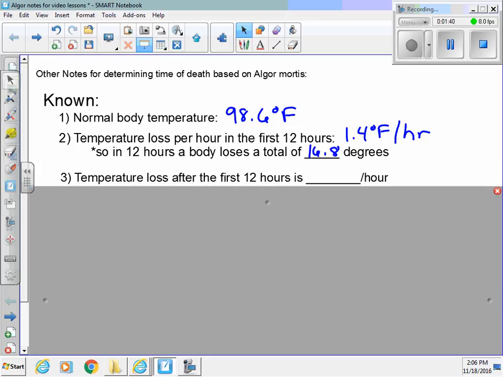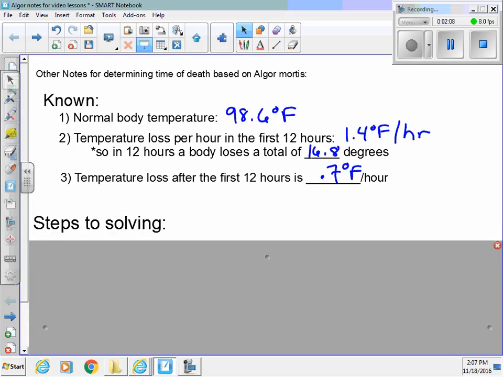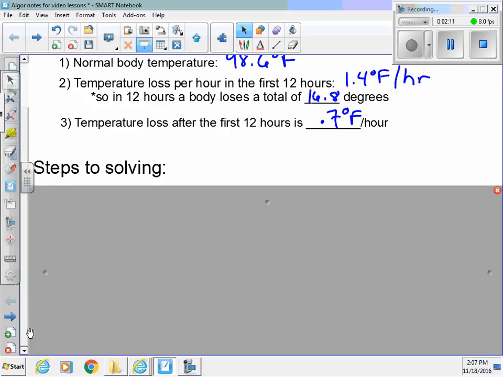The third known is that temperature loss after that first 12-hour period is going to be 0.7 degrees Fahrenheit per hour. And that'll come into play when we do some more complex problems. And I said that there are steps to do this process. It is a step-by-step system, and if you follow each step and write things out as you go and not take shortcuts, you should be fine and always get the correct answer. So get ready to write.